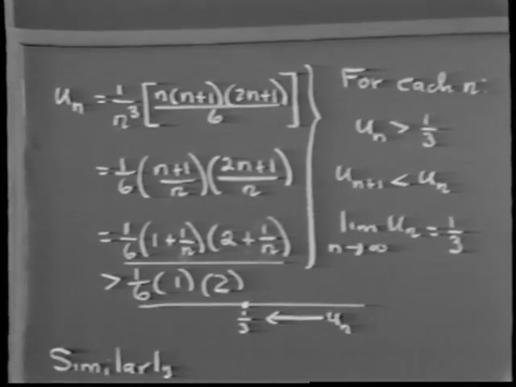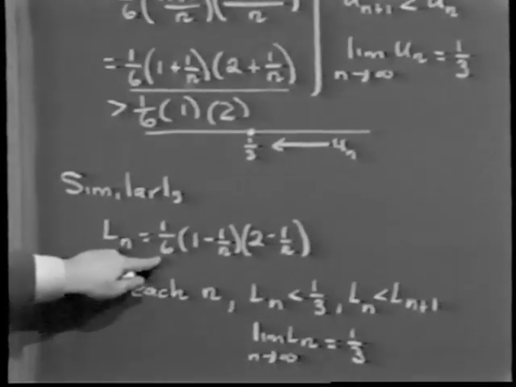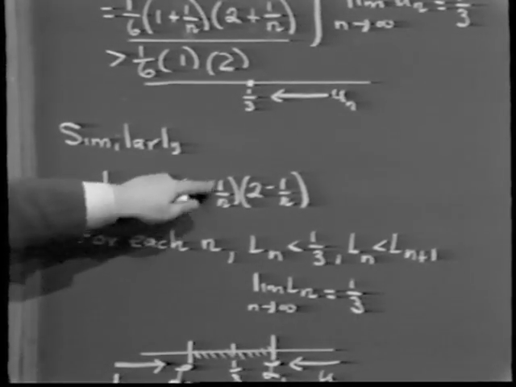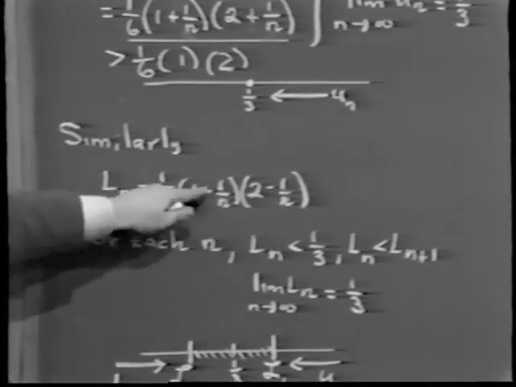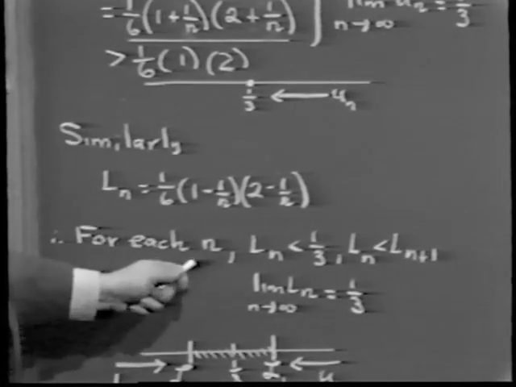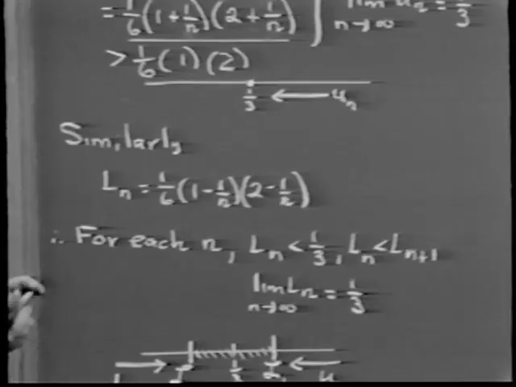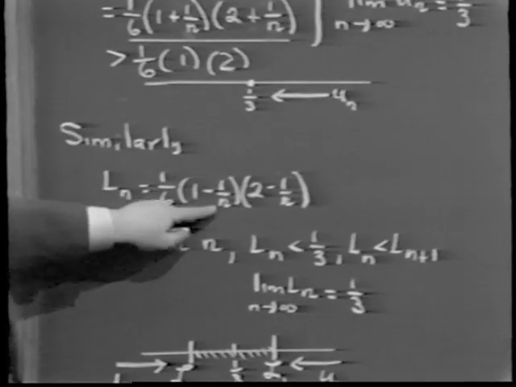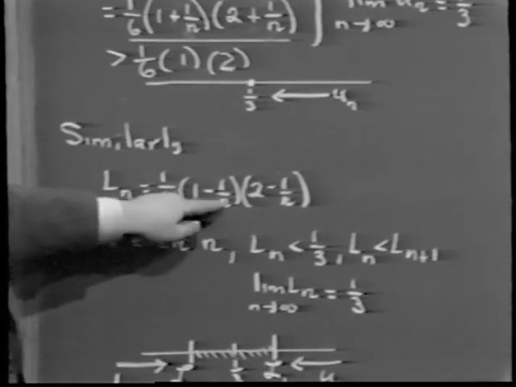The lower squeeze comes from the fact that in a similar way, we can show that L sub n is 1/6, and look at how close this comes to paralleling the structure of U sub n: 1 minus 1 over n times 2 minus 1 over n. Minuses here instead of pluses as we had above. Now, mimicking what we did before, notice that for each n, since we're subtracting over here, L sub n is less than 1/3. But now, since the fractions get smaller as n gets bigger, and you're subtracting them, the difference becomes larger.